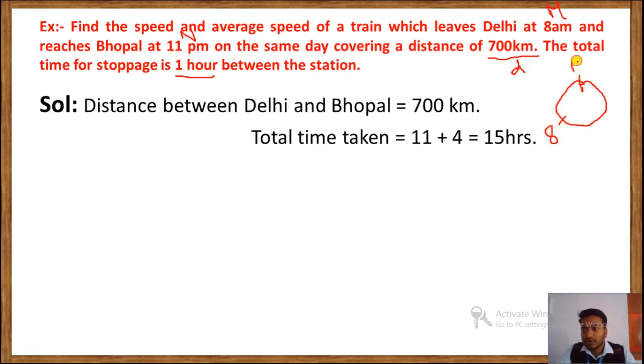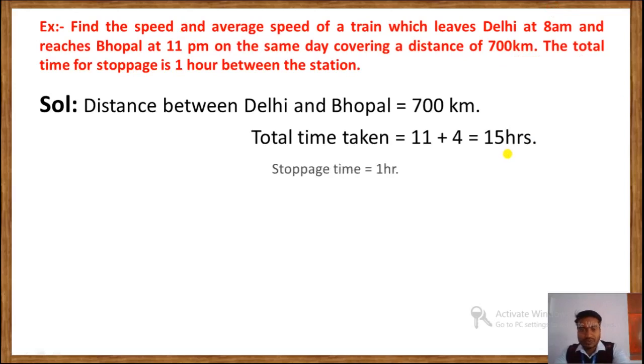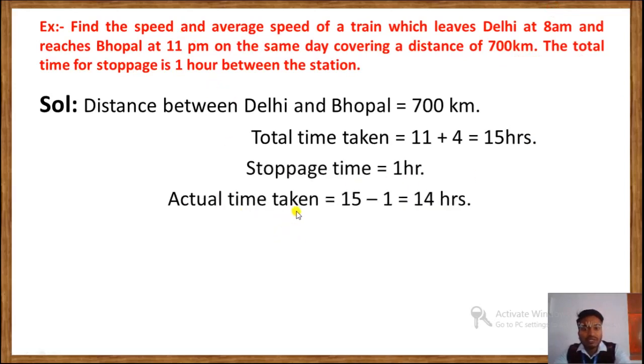Eight to 12 this side 4 hour, and 12 to 11 this side 11 hour. So 4 plus 11 is 15 hour, total 15 hour. Understood? Then stoppage time is also given, 1 hour. Then actual time taken equals 15 minus 1 equals 14 hour.